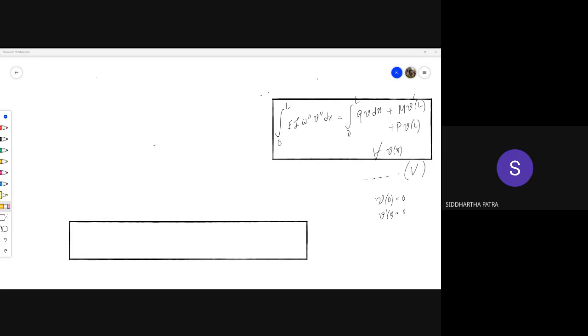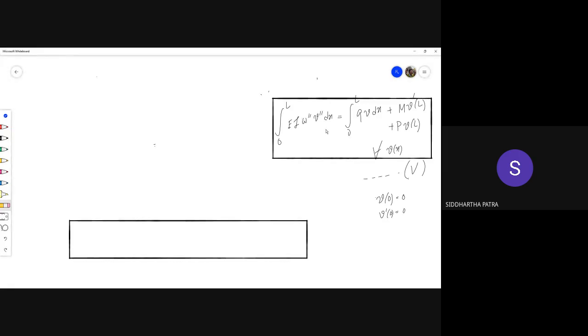Now please try to understand the significance of this statement. This is a problem given on W, and by solving this problem you get W given in this V statement. So what does this equation mean? It means that W is such a function that you can take any arbitrary function V, provided it satisfies the essential boundary condition, or wherever the essential boundary condition is given, it is zero, and V could be any arbitrary function.